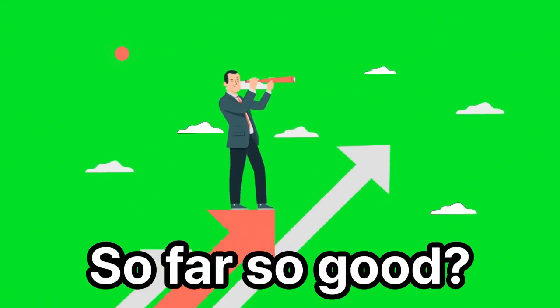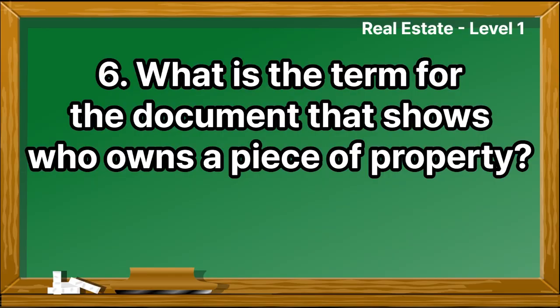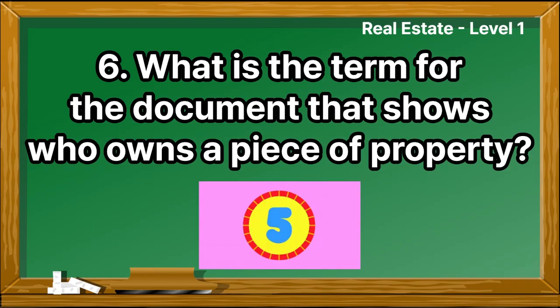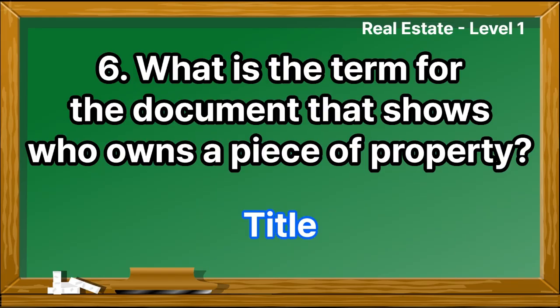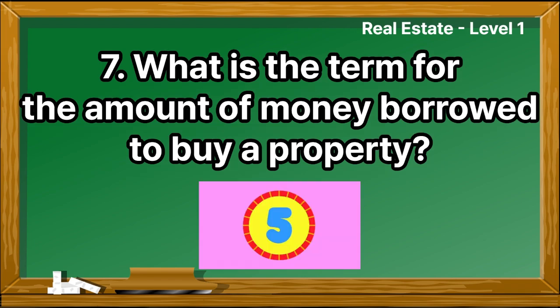So far so good? What is the term for the document that shows who owns a piece of property? Title. What is the term for the amount of money borrowed to buy a property? Mortgage.